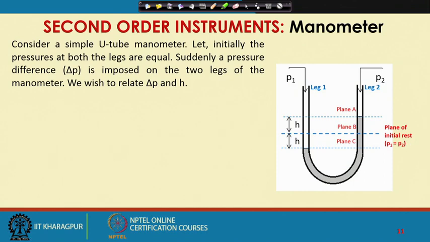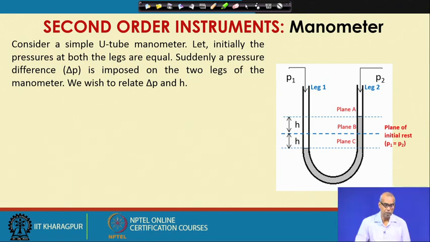Now, let us quickly take an example of a U-tube manometer, and I would like to develop the mathematical model that describes the behavior or the dynamics of this manometer. Basically, we will try to develop an ordinary differential equation that relates input to the manometer and output from the manometer. So, let us consider a simple U-tube manometer.